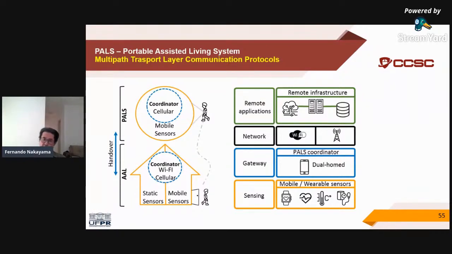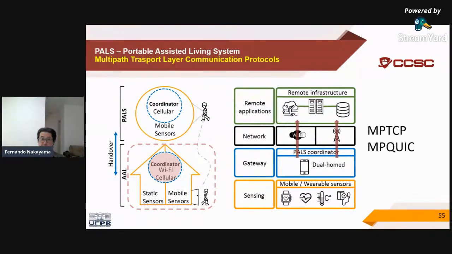So in the first situation, the user has access to both communication technologies, and the data is being transmitted from the coordinator in the gateway layer to the remote infrastructure in the remote applications layer. What happens is, since both communication technologies are available, the PALS coordinator can benefit from them simultaneously by means of the MPTCP or the MP-QUIC protocols.